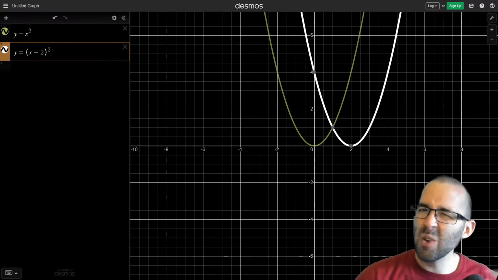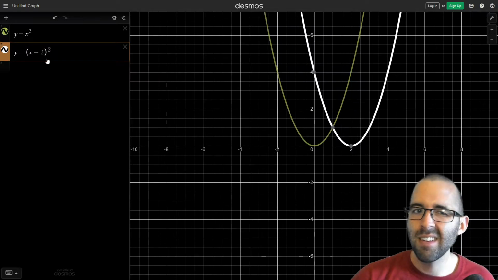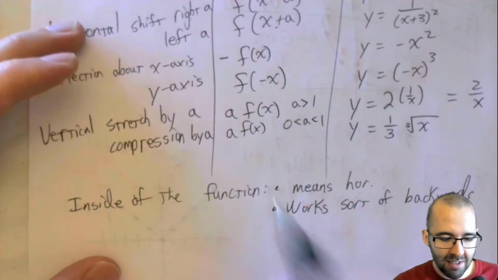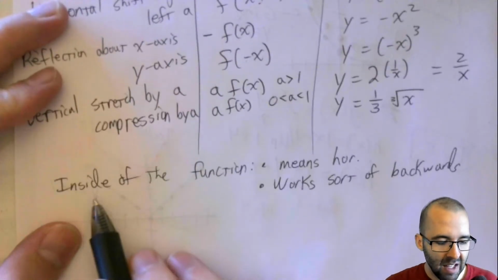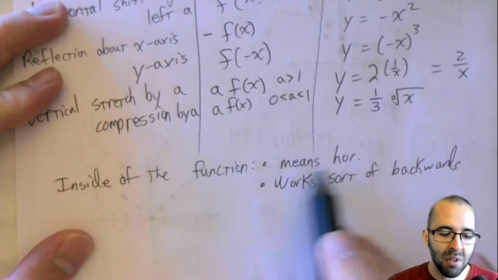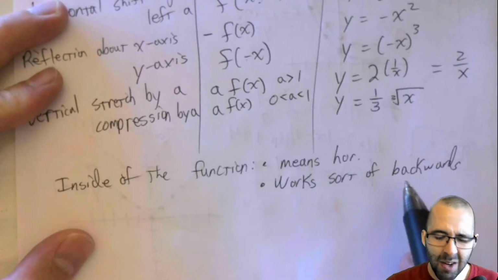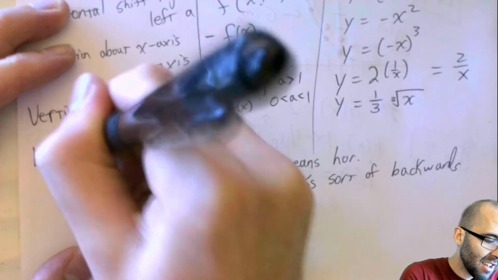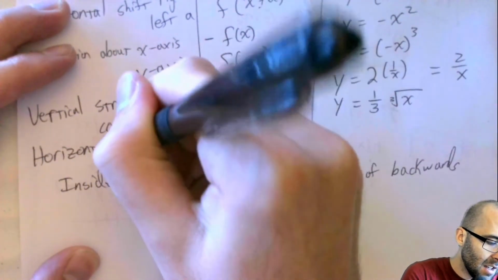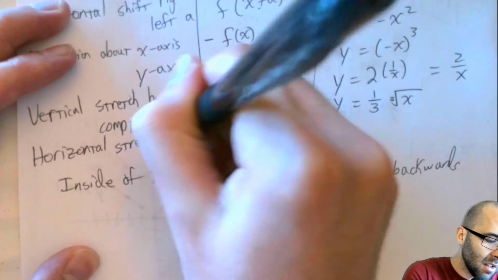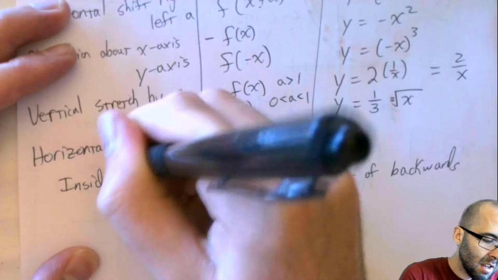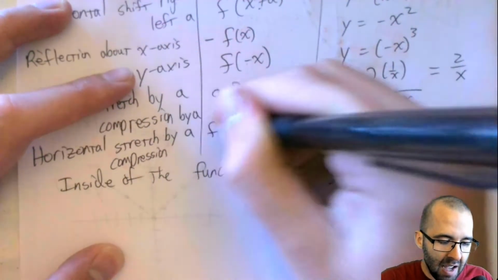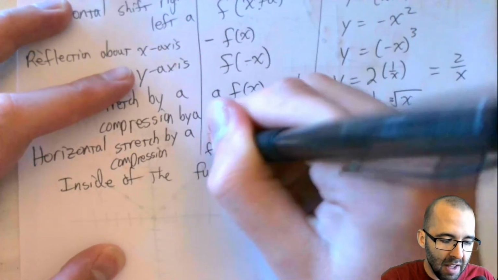Things kind of work backwards from what we think when it's on the inside, which is one of the two things we could summarize the section with: the inside of the function means horizontal stuff, but it also works sort of backwards. So if we have a horizontal stretch or compression by A, I'll finish off that table, though I barely have enough room. It's going to be on the inside again, so f of Ax for both of them.